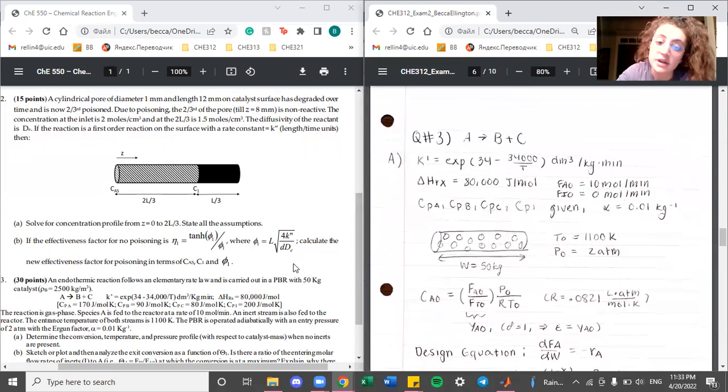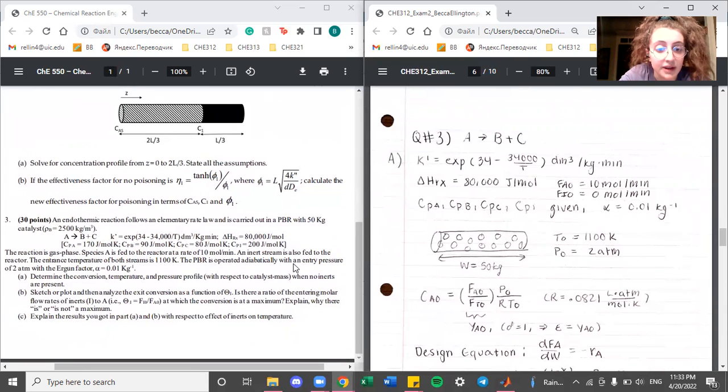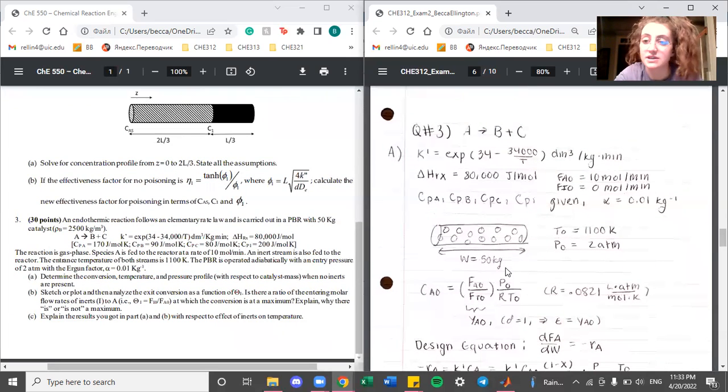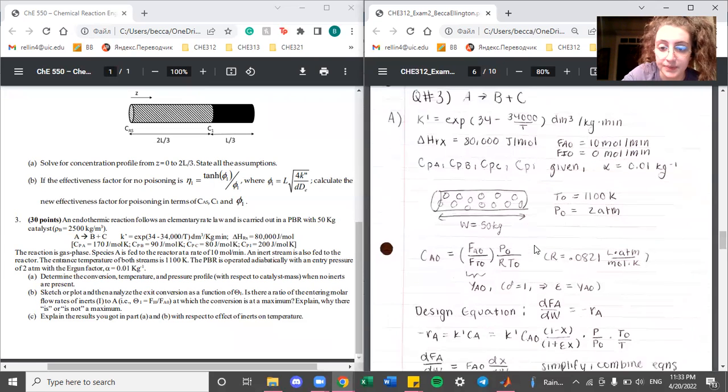Going into question 3, it was an endothermic reaction with an elementary rate law and a PBR, with the weight of the catalyst being 50 kilograms. And we had to find, initially when no inert is present, a conversion, temperature and pressure profile. I'm going to go through how I derived those different profiles, and those are all with respect to the weight of the catalyst. So I essentially have a dX/dW, dT/dW, and a dP/dW.